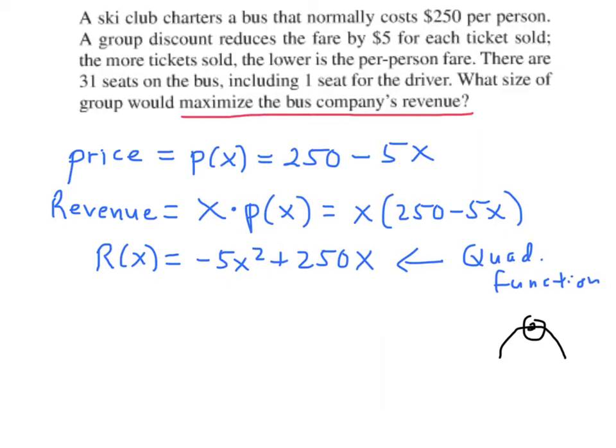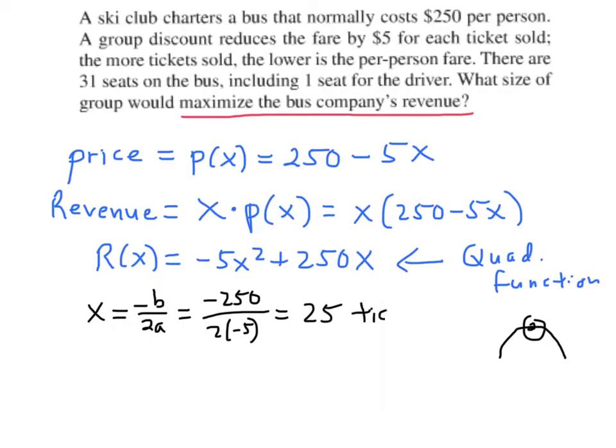Now we've learned that the vertex will be located at the point x equals negative b over 2a, which in this case would be negative 250 over 2 times negative 5, which is negative 10, and that comes out to be 25. Now that's the number of tickets that would need to be sold to maximize this company's revenue.